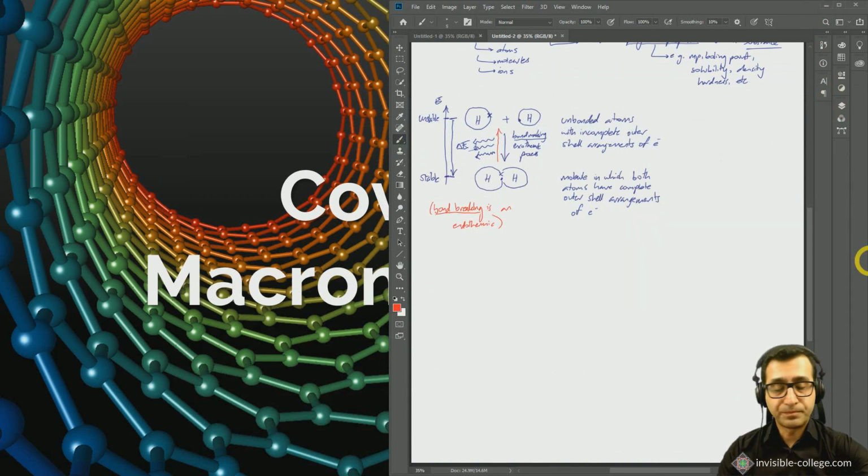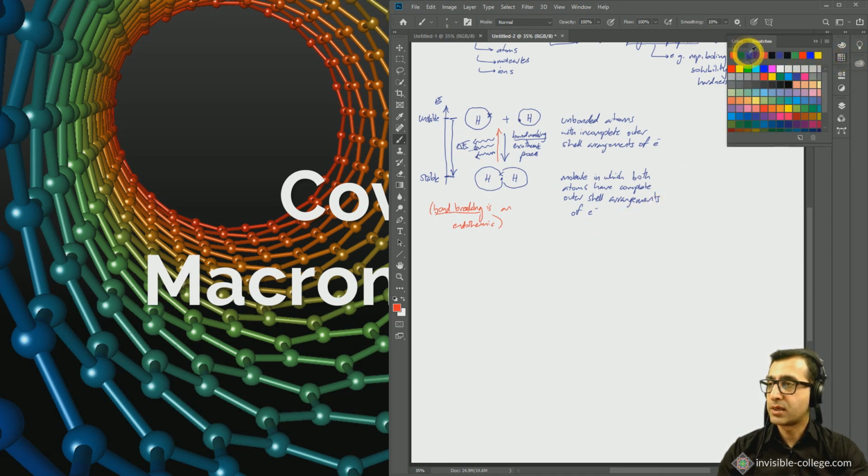So if we were to draw the outer shell of an oxygen atom, now I'm going to draw both shells. If I draw the first shell and then the second shell, it's the second shell which has 6 electrons. So we have 1, 2, 3, 4, 5, 6 electrons. The first shell is filled, so it has 2 electrons in it already, and this is our oxygen atom.